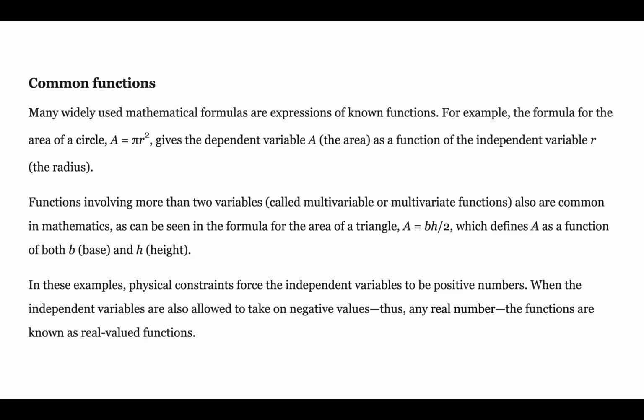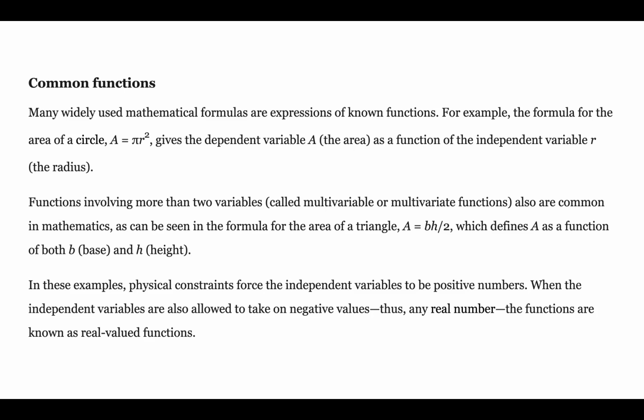Functions involving more than one variable, called multivariable or multivariate functions, are also common in mathematics, as can be seen in the formula for the area of a triangle. What is the area of a triangle? B H by 2, where B is the base and H is the height. Two variables are there, and the multiplication of base and height divided by 2 gives us the area of the triangle.